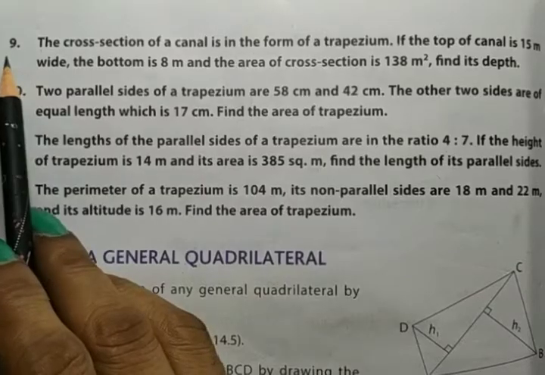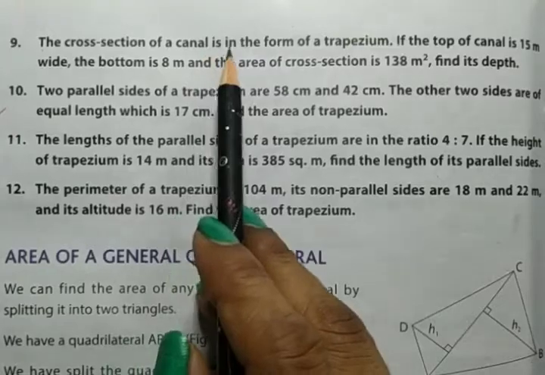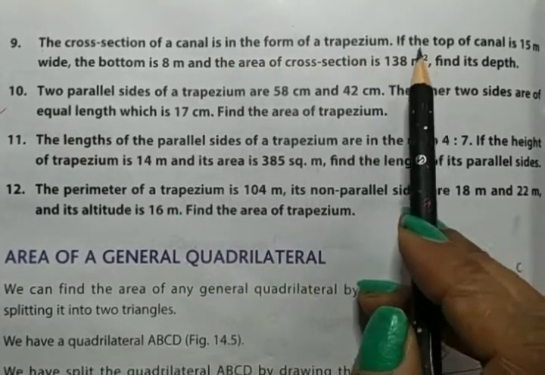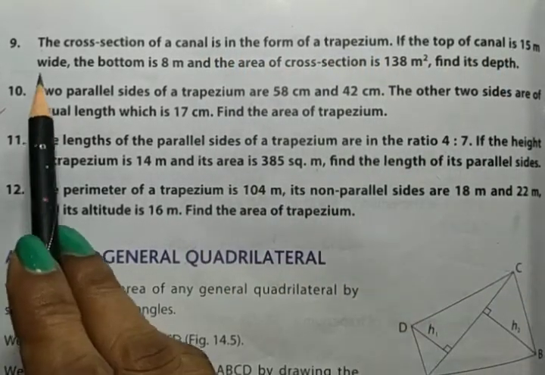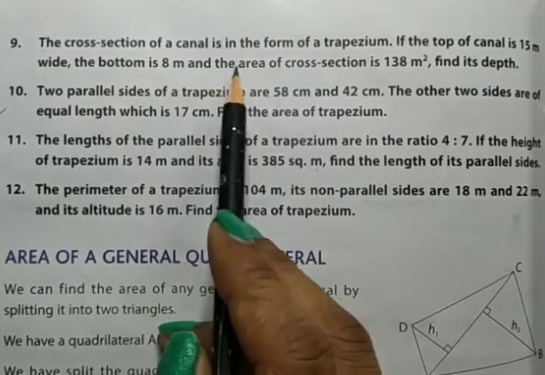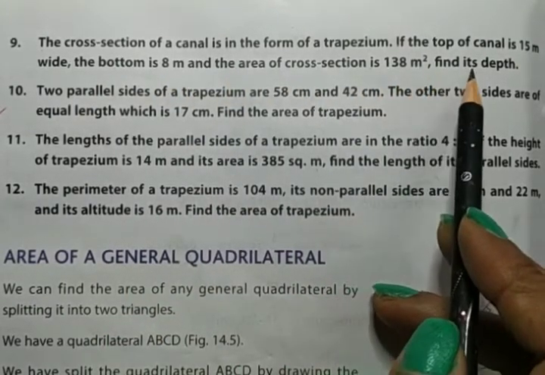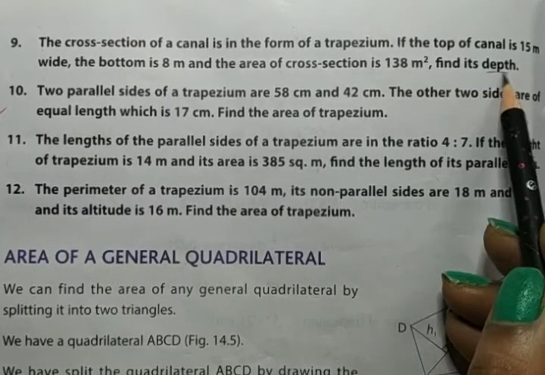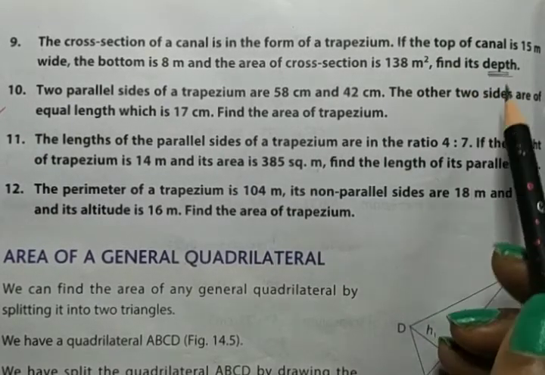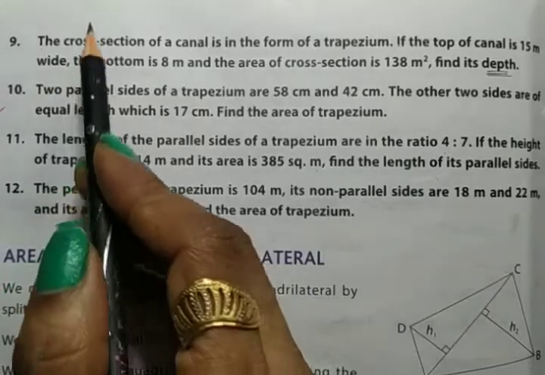Question number 9. The cross section of a canal is in the form of a trapezium. If the top of canal is 15 meter wide, the bottom is 8 meter, and the area of cross section is 138 meters square, find its depth. Depth means we have to find the height of the trapezium.